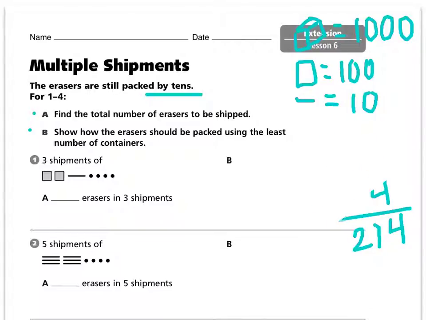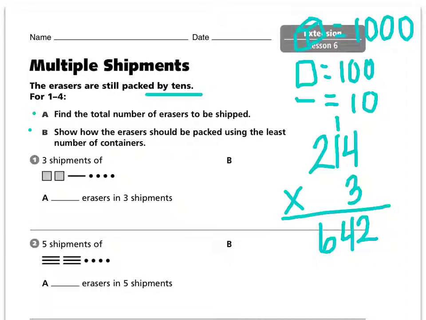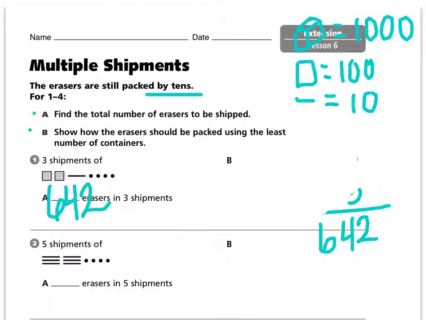But remember, you have 3 shipments of 214. So what you need to do now is go 214, and you could add 214 plus 214 plus 214, but an easier way would be to multiply it by 3. 3 times 4 is 12, carry the 1. 3 times 1 is 3, plus 1 is 4, and 3 times 2 is 6. So I know that the shipment should have 642 erasers.